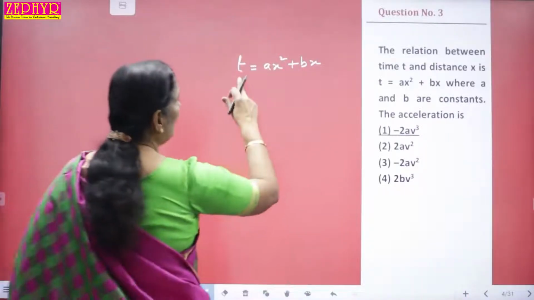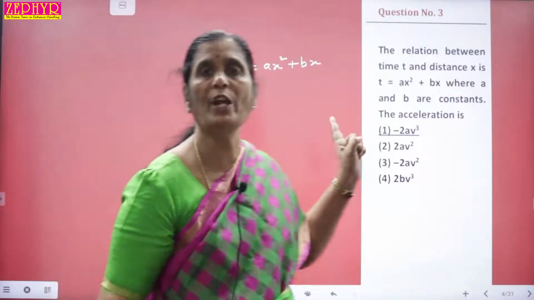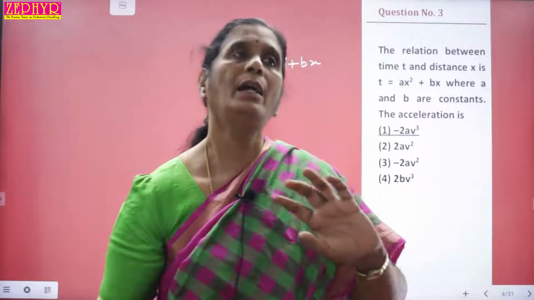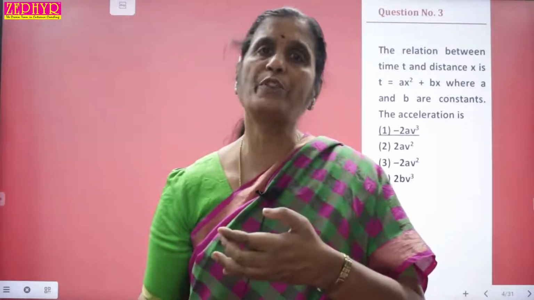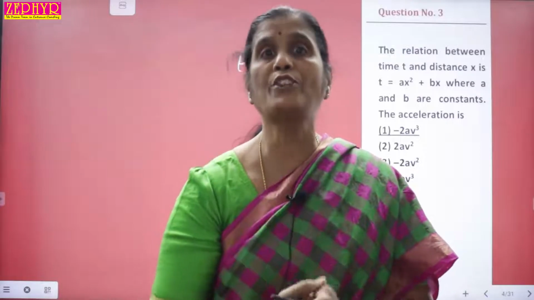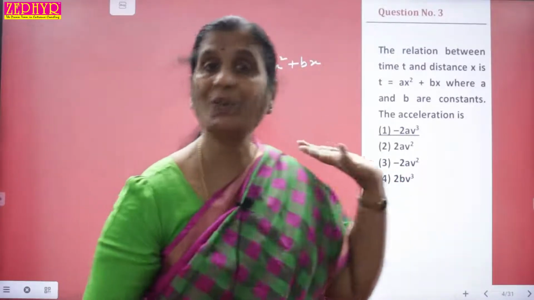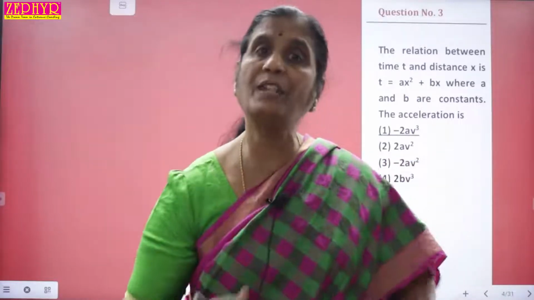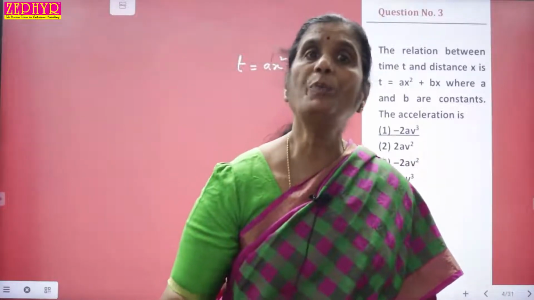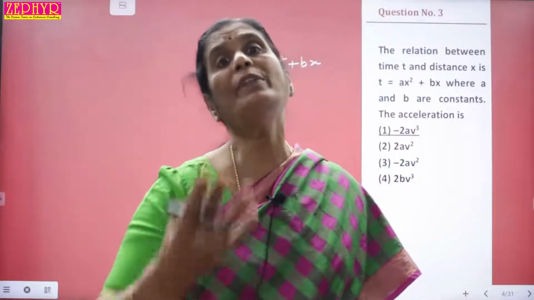Now in this question, t is a function of x. Generally, x must be a function of t, but now t is a function of x. We cannot write x in terms of t either. It's a quadratic equation, so it's a very critical situation. Then what will we do? We want dx by dt, but we'll go for the reciprocal.